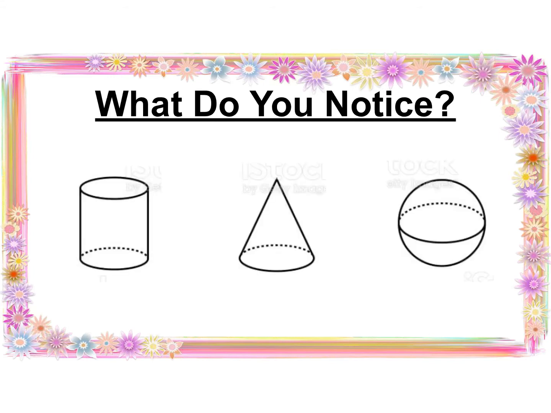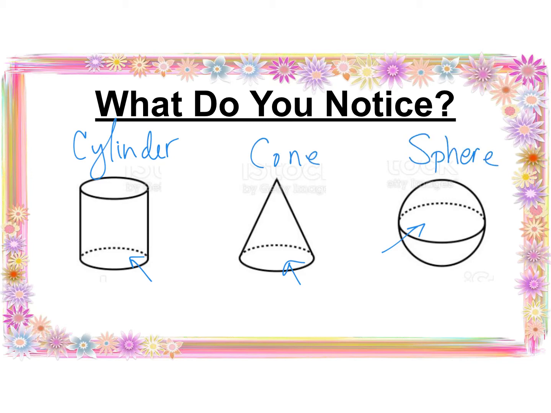And what do you notice about these? They are drawn as three-dimensional, and I'm hoping that you can see they each kind of involve circles. So that's why I put all of these together, because we have the circles. Our first one is called a cylinder, and then we have a cone, and we have a sphere. These are the ones that we're going to study today.